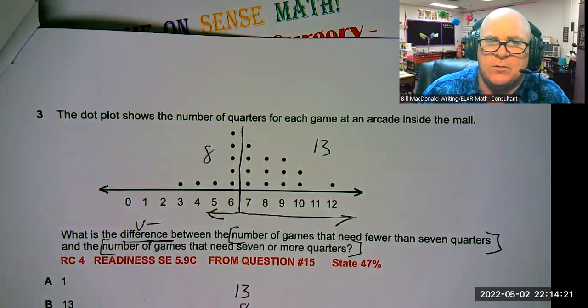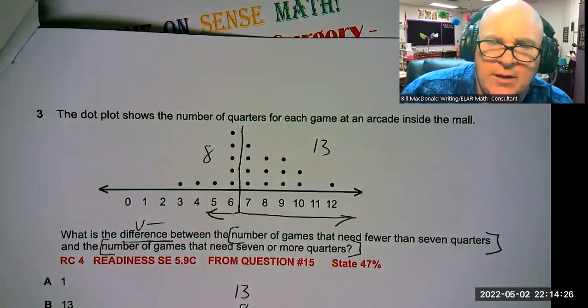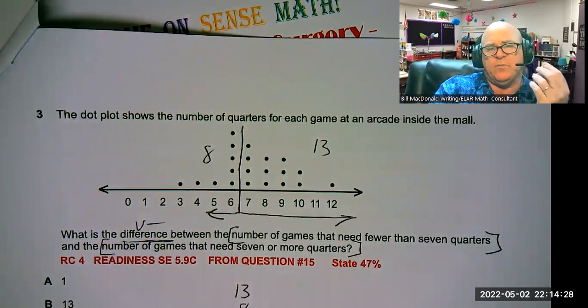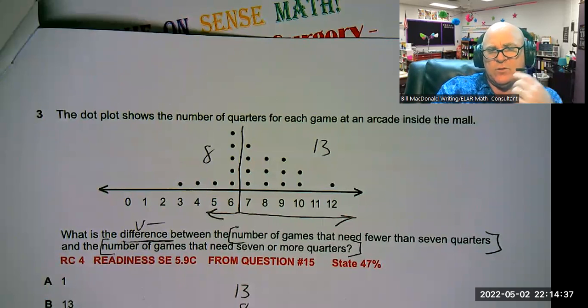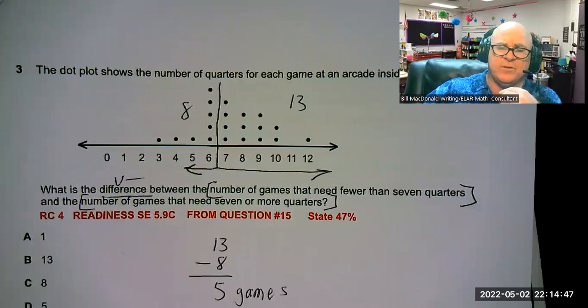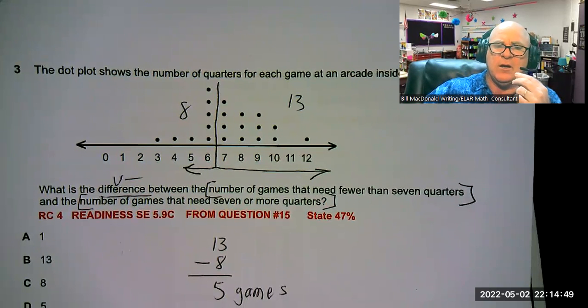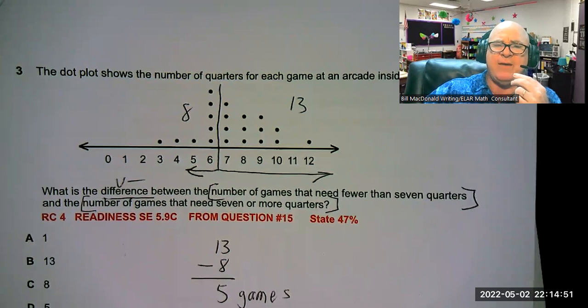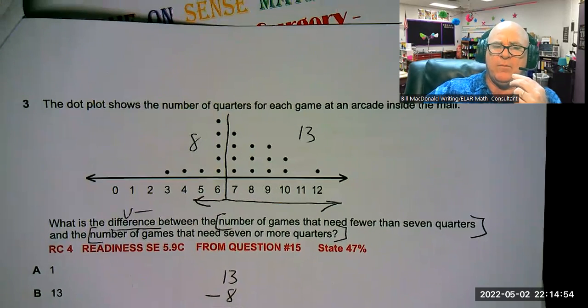Dot plots, where you plot dots on a number line, and then you have to answer questions based on pertinent information that they want to know about. But if your kids don't know vocabulary, such as difference or fewer than or something more than, they're going to struggle, as they did with this question. Only 47% of the kids in fifth grade got a question like this because they have to understand vocabulary.